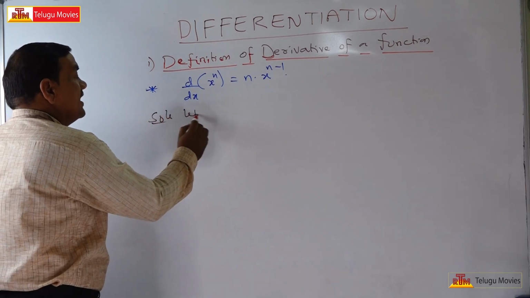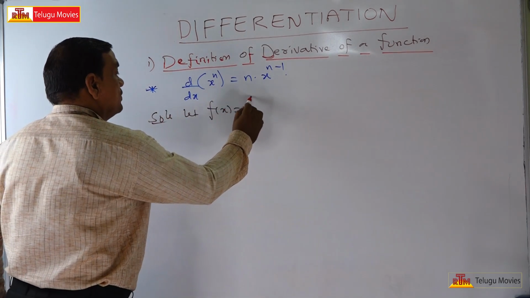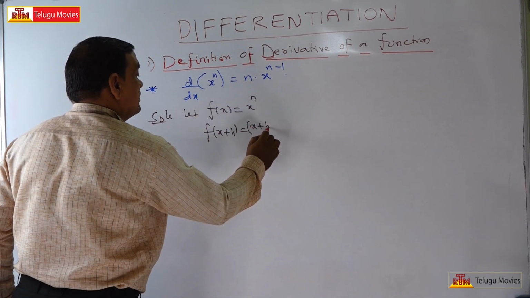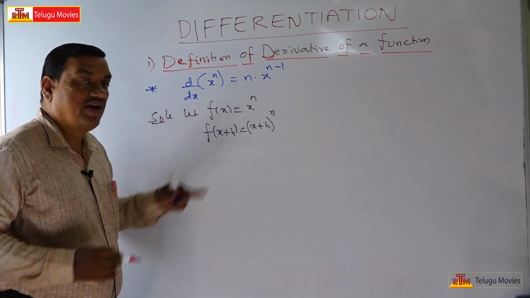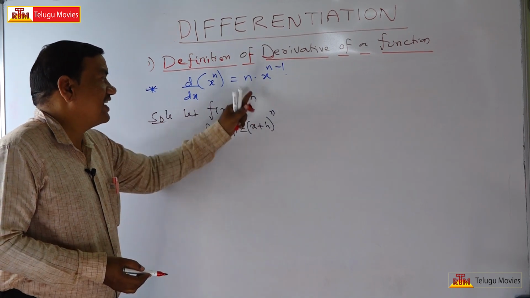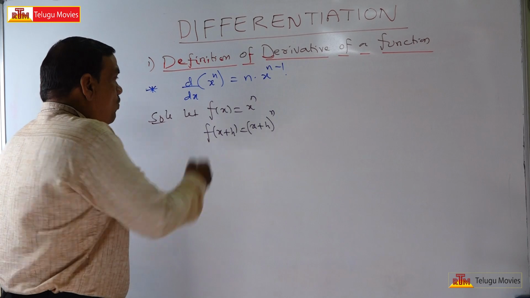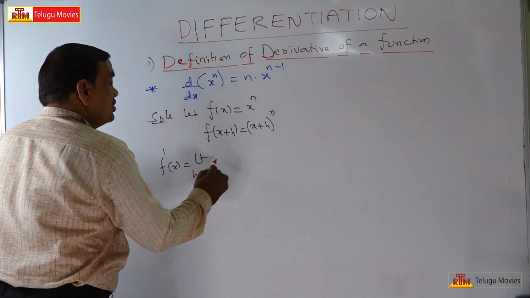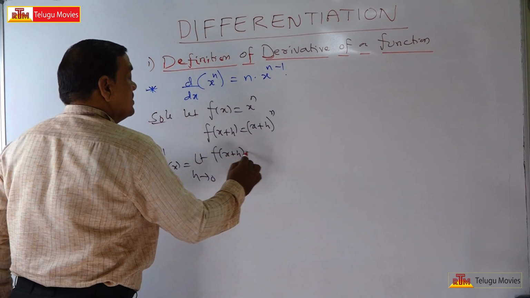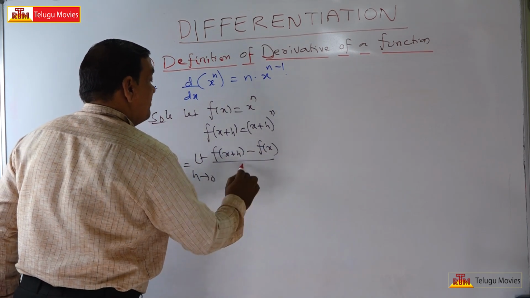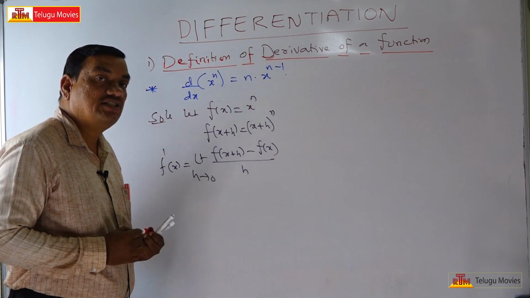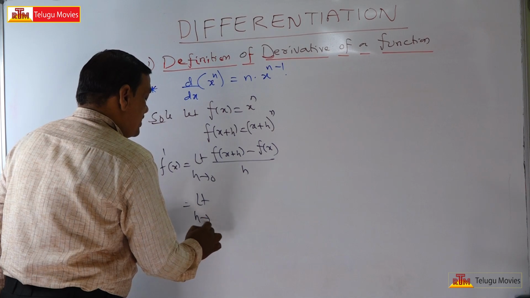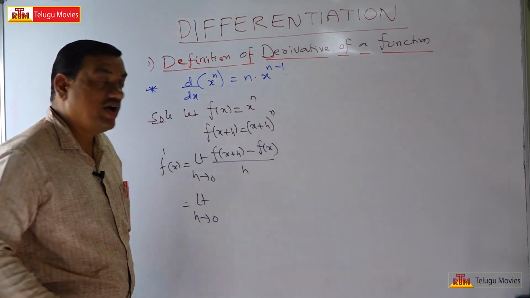See here. Let your function f of x be equal to x power n. Then f of x plus h is equal to x plus h whole power n. In place of x, we have to substitute x plus h. What is the derivative of this function, f dash of x? What is the formula? Limit h tends to 0, f of x plus h minus f of x, whole divided by h. Try to understand here, h is not equal to 0, right? So this is equal to limit h tends to 0. What is f of x plus h?